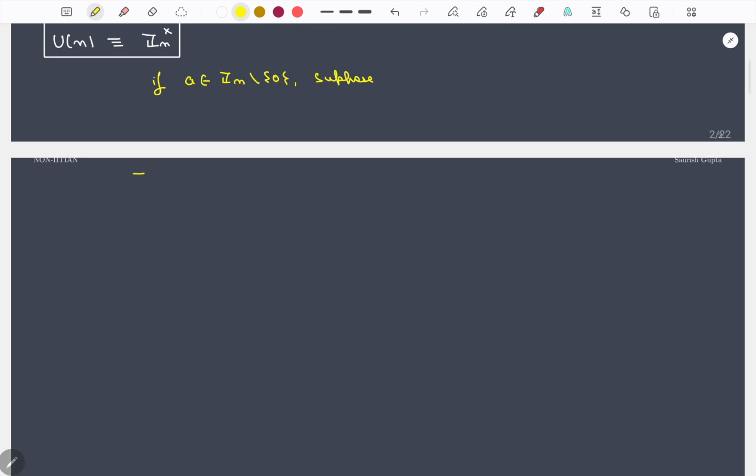Now observe that if the GCD of a and n is 1, what does that mean? That means there exist x and y in Z such that a times x plus y times n is equal to 1, which implies that ax is congruent to 1 modulo n. I'm just putting x bar here, where x bar is x mod n, and that should be an element of Zn, right?